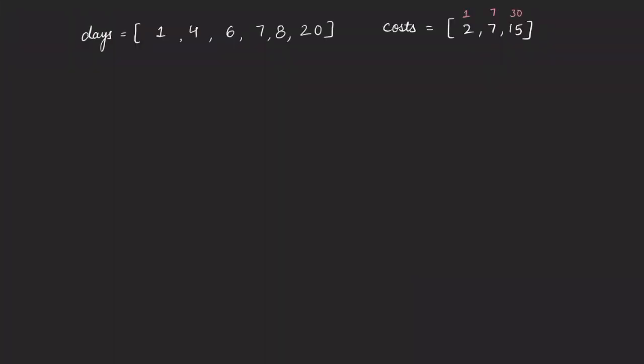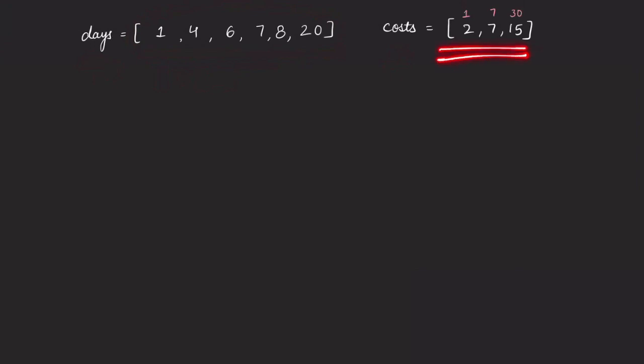So, what they are saying is that in the input, we are given an integer array days and another array costs. These days are the days in a year, so the values in this array will be from 1 to 365, and these are the costs of the passes. The question says that you have planned some train traveling 1 year in advance, and these are the days on which you need to travel.